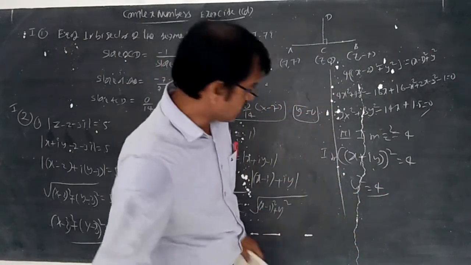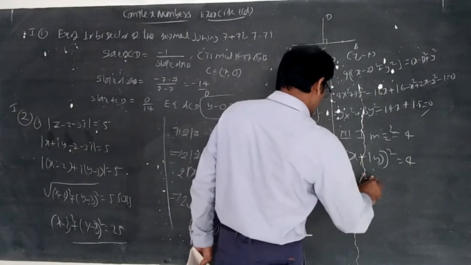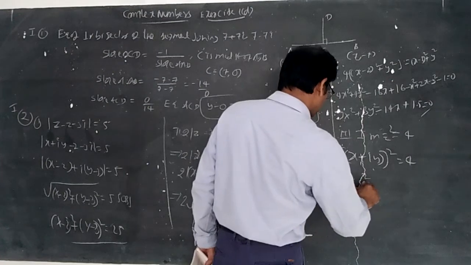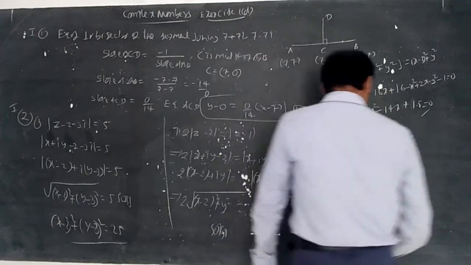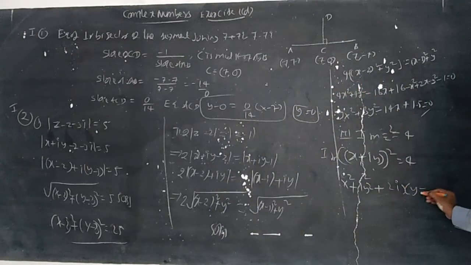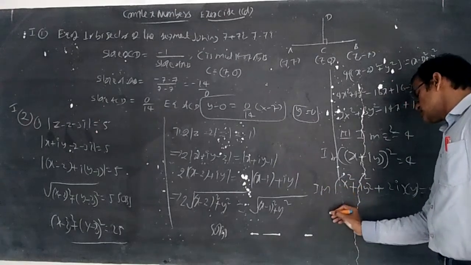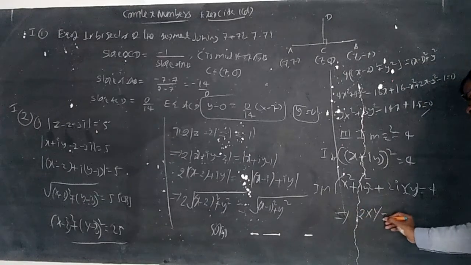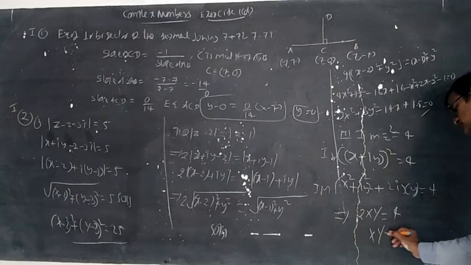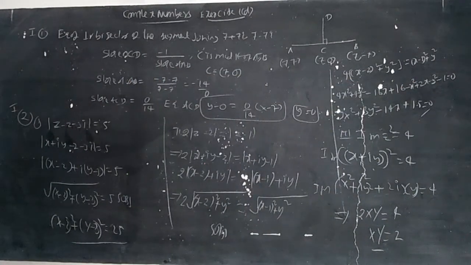By expansion, you will get x square minus i square y square. Of course, x square plus i square y square plus 2ixy equal to 4. Here you write Im, imaginary part: 2xy. 2xy equal to 4, here xy is equal to 2, which is the required equation of locus. xy is equal to 2.